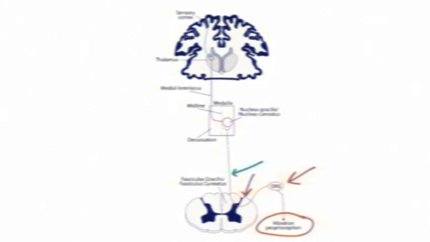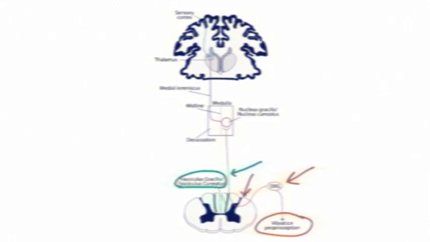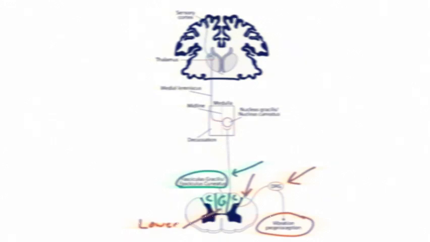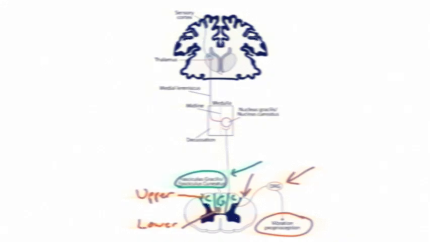So as you can see on this image, the dorsal column is divided based on different parts of the body. So it can be the fasciculus gracilis or the fasciculus cuneatus. The gracilis being the inner portion and the cuneatus being the outer portion. If sensation is coming from the lower extremity, it'll travel up the dorsal column through the fasciculus gracilis, and if it's coming from the upper extremity, it'll travel through the dorsal column using the fasciculus cuneatus.